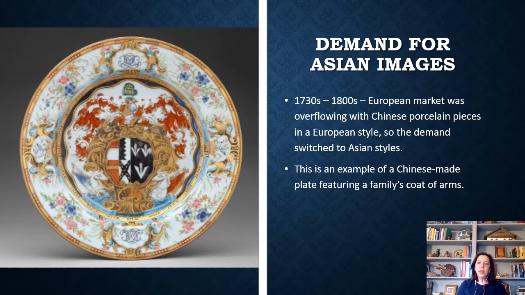Up until the early 1700s, China produced mainly European-looking porcelain for the European market. So they basically were taking a look at what already was being produced in Europe and were making different versions of that, less expensive versions of that. But by about the 1730s, the European market was really flooded with that type of Chinese porcelain, and the demand switched to much more classical Asian art.